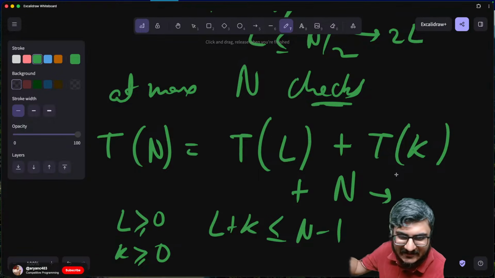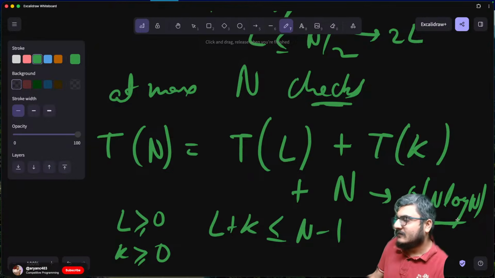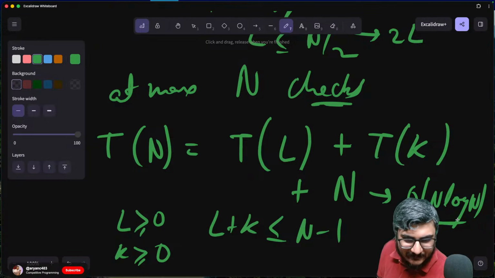I'm not sure if there are some formulas you can remember from your algorithm courses or not, but this is n log n. This recursion is n log n, but I will try to show you another way to prove it.